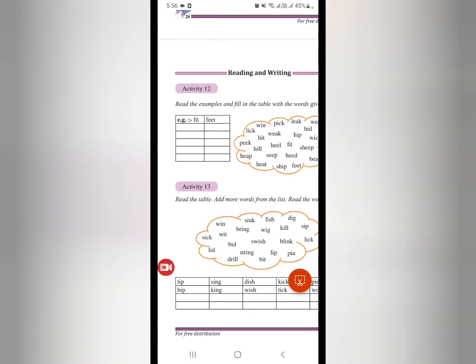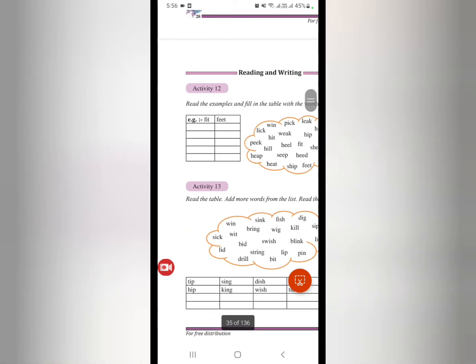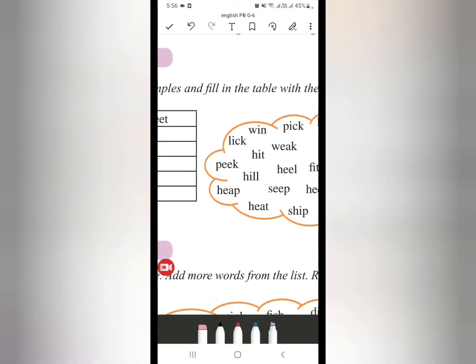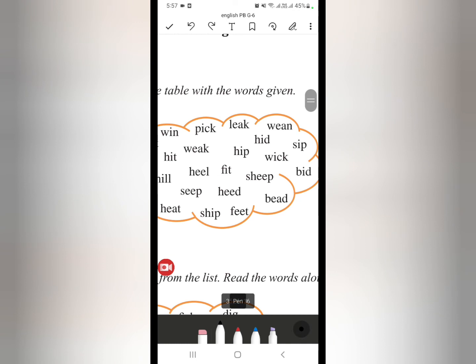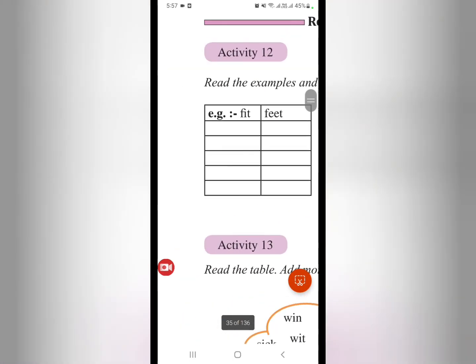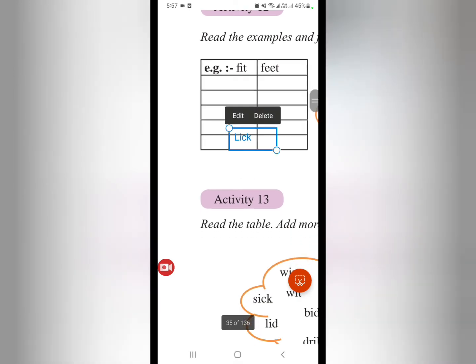Fit, feet. You should find it and write it. Now I will write it. Now, lick. What is that word? Lick. Then, leak. Lick means nakkurathu. Leak means olu. Okay? Now I will write it. I will fill only this table. You should do it. Okay? In your writing book.